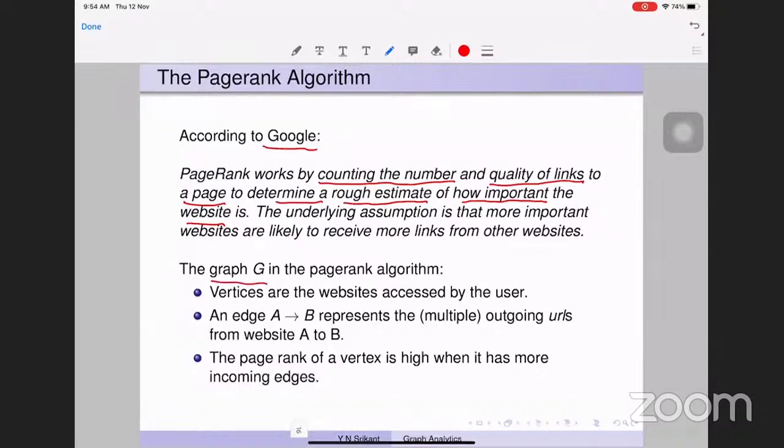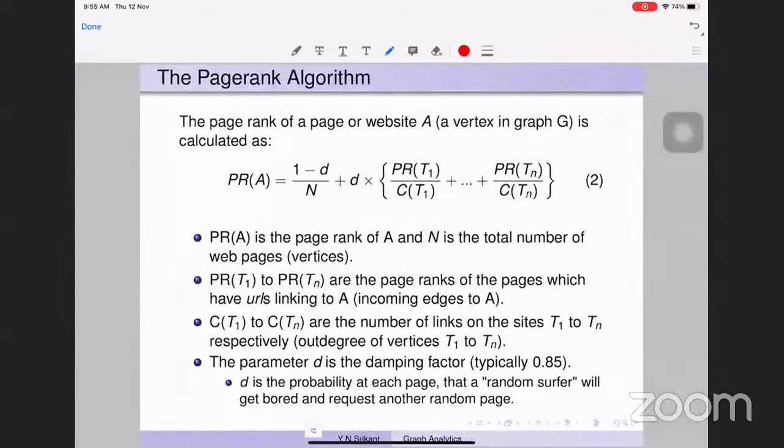So there is a graph underlying the PageRank algorithm. The vertices in the graph are the websites accessed by the user. Very simple. And an edge A to B represents the outgoing URLs from website A to website B. That's all. And the page rank of a vertex is high when it has more incoming edges. So these are the basic things about a page rank algorithm. So let's see what exactly it is.